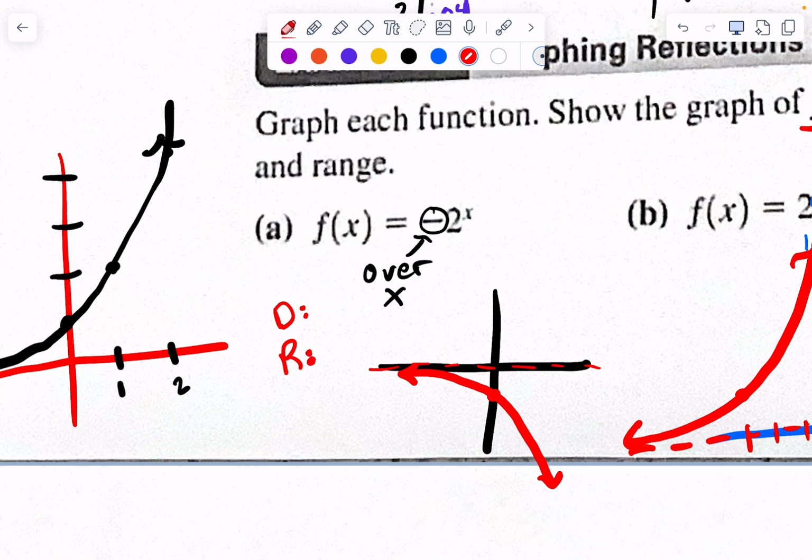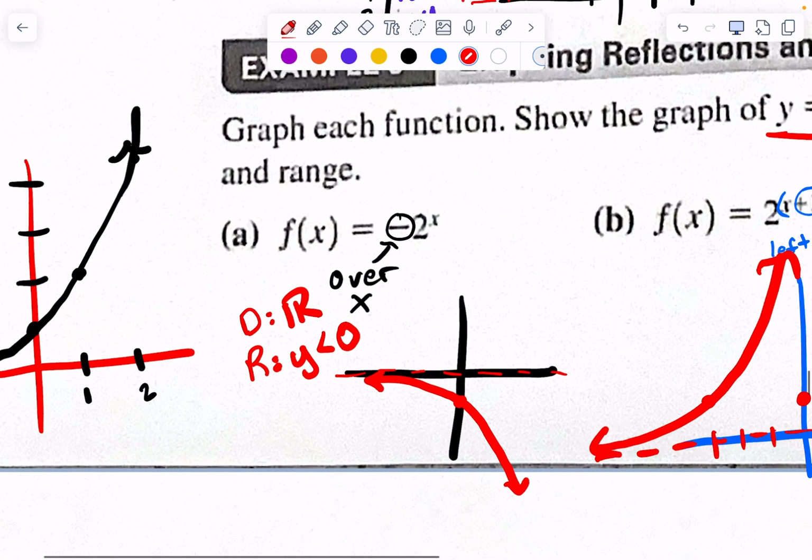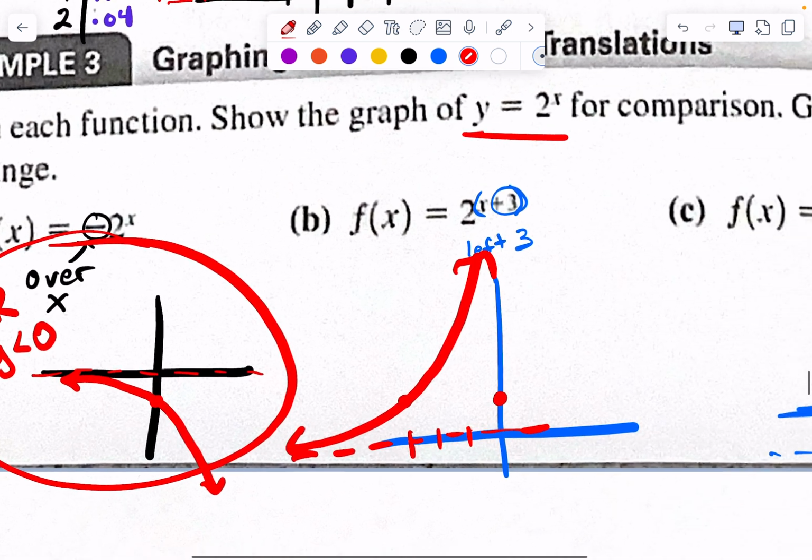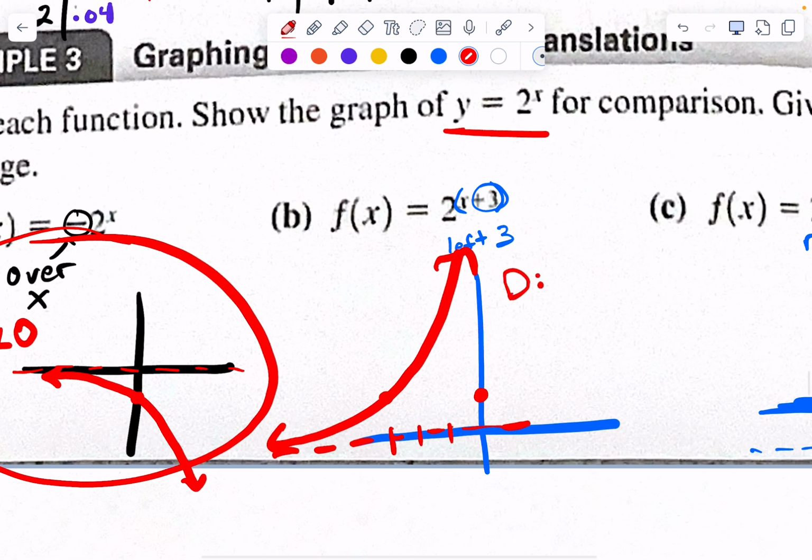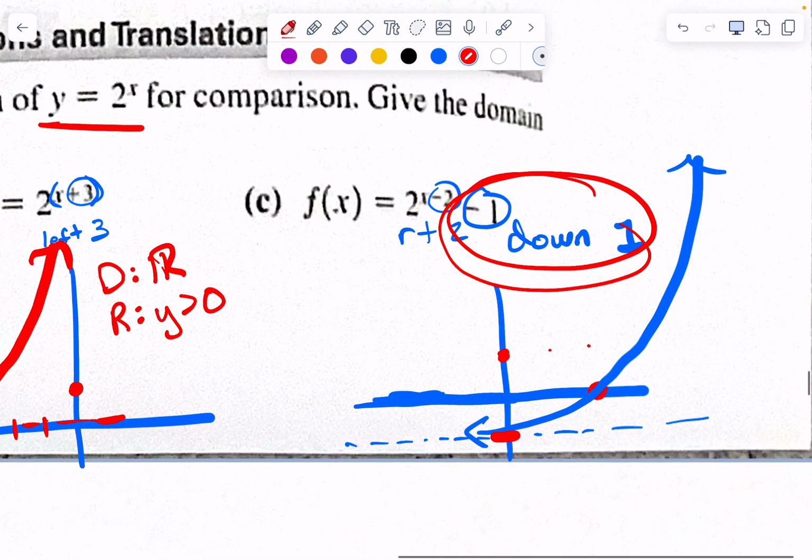Domain is all reals. Range? Less than 0, because he's below the asymptote, right? Less than 0. Oh, sorry, this one right here. Okay. Domain for B? All reals. Is it always all reals for an exponential function? Yep. Range? Y is greater than 0. Greater than 0 still. Yep.